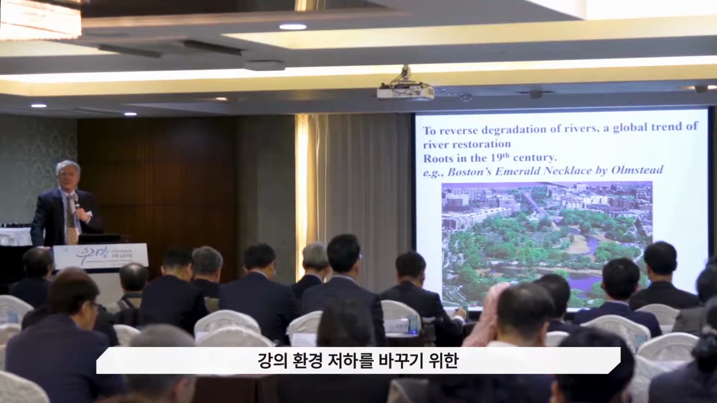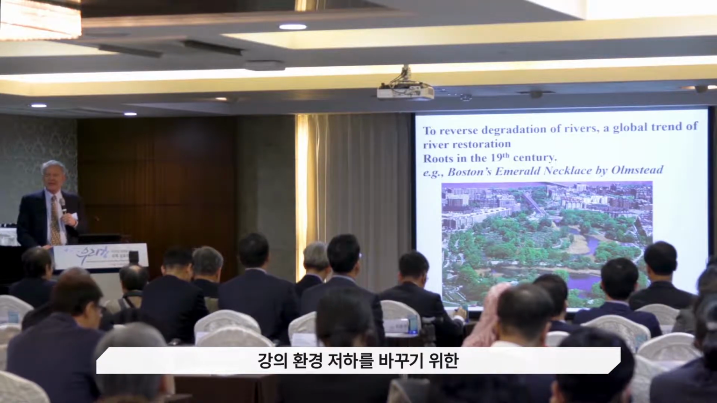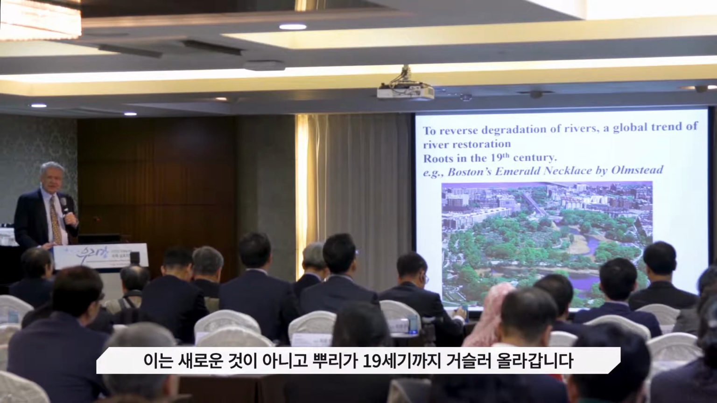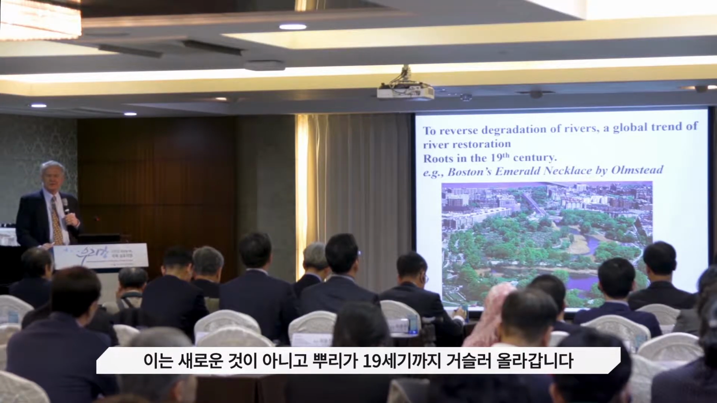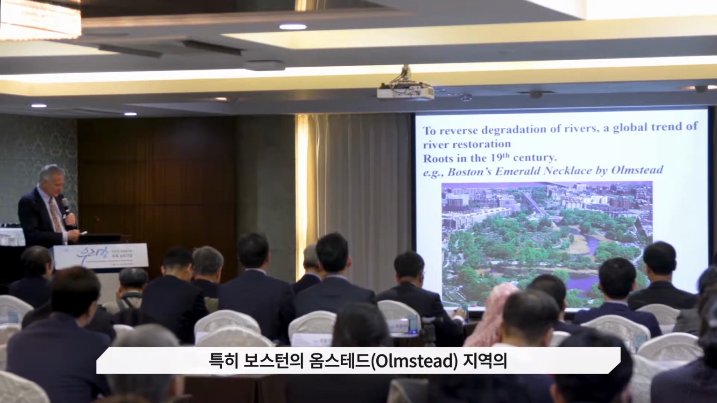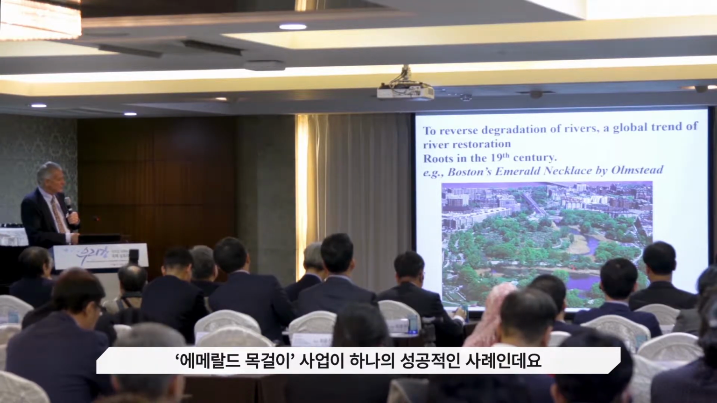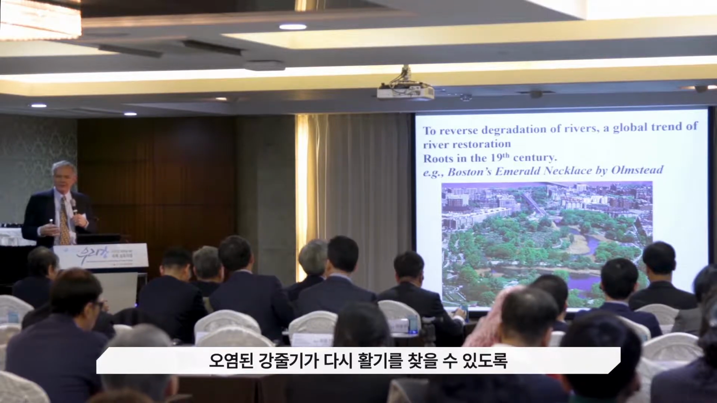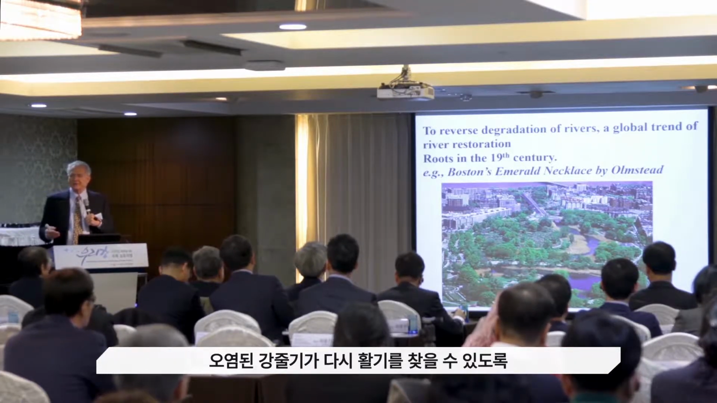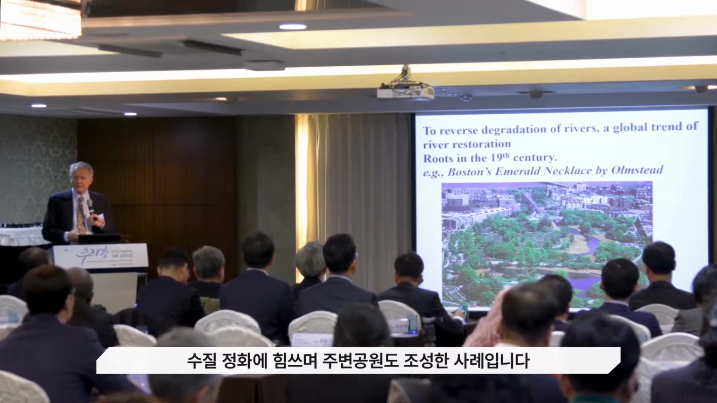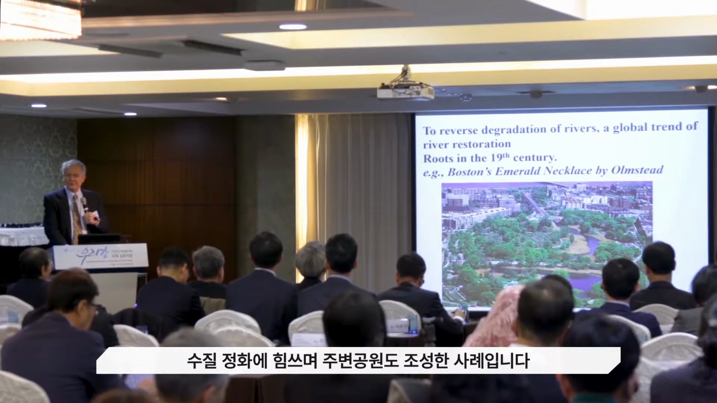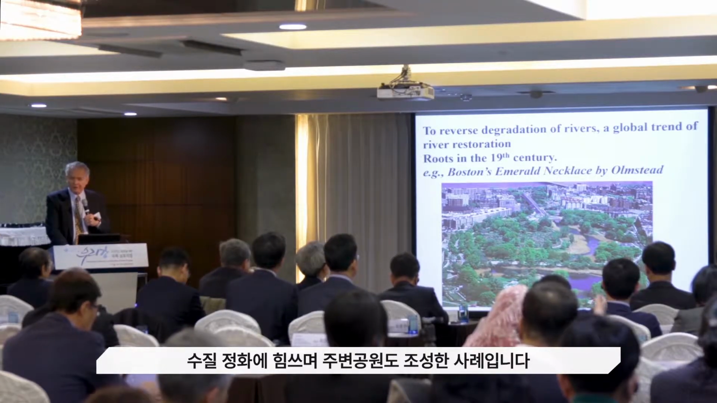So to reverse this degradation of rivers, we see a global trend towards river restoration. This is not new. There are roots going back to the 19th century. One example is this wonderful project done by Frederick Law Olmsted in Boston called the Emerald Necklace, where he took an old stream channel that had been polluted and ruined and rejuvenated it so that it carried runoff from the city to the Back Bay in Boston, but it did so slowly and through wetlands so that it purified the water and created a park at the same time.